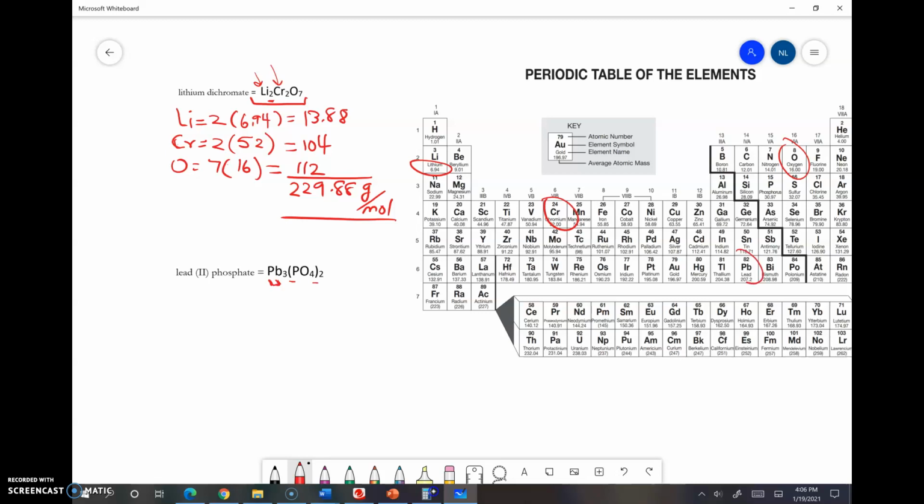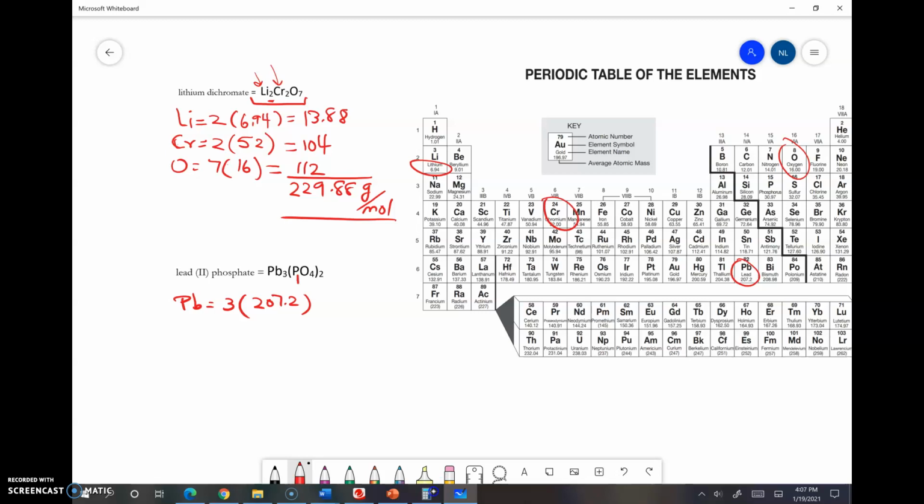Let's find Pb in the periodic table. It's right here. So how many Pb, which is lead, do we have in the formula? We have 3. My average atomic mass is 207.2. Then it's the distributive property when you have to take care of the P and O. Notice the P doesn't have any number by it. So how many P's do we have? We have 1 P. Don't say that there isn't any, or 0. If you see one element, it's there.